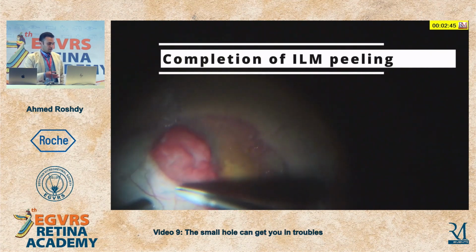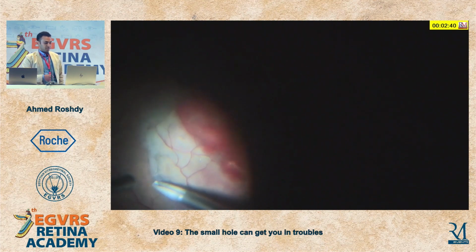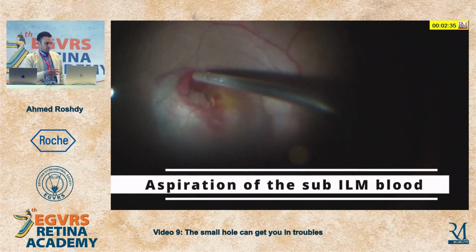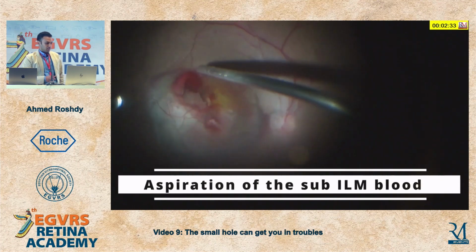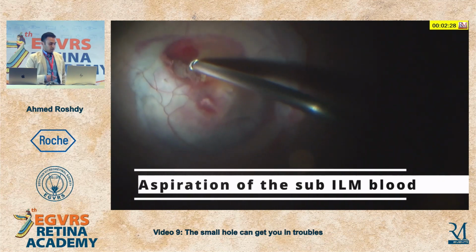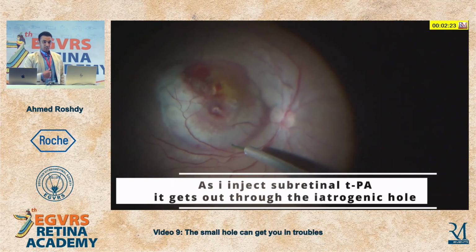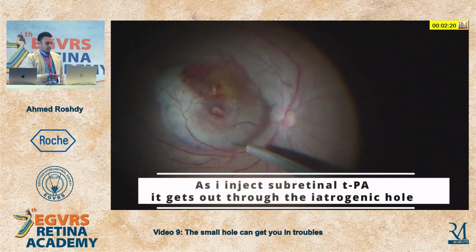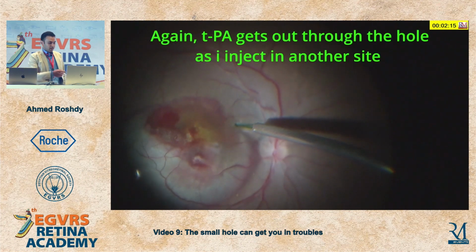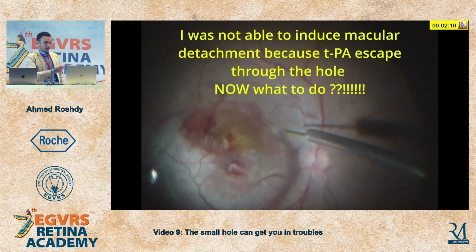Then I'll try to manage the submacular hemorrhage by subretinal injection of TPA. Now I'm removing the sub-ILM blood using the flute needle and the cutter. But now the problem came. While injecting subretinal TPA, the TPA came from this iatrogenic hole. So I was not able to detach the macula. I tried at another location. Now you can see that the TPA is coming from this iatrogenic hole.